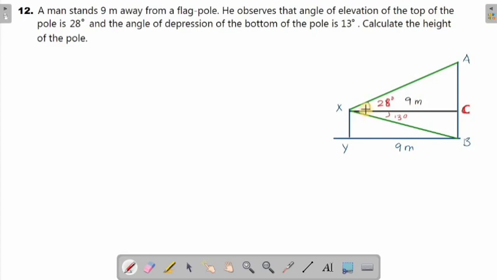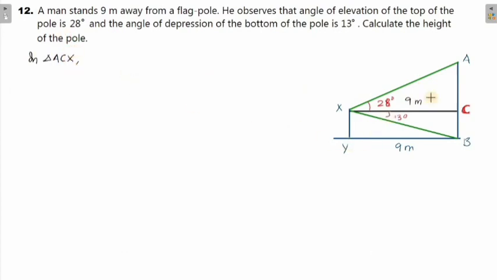Okay, so let XC be perpendicular to AC such that XY is equal to CB and XC is going to be equal to YB. All these things you will explain by yourself. So let me first look at triangle ACX. Okay, so let's see what do we have in triangle ACX.